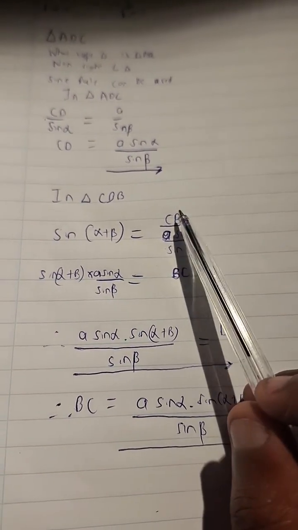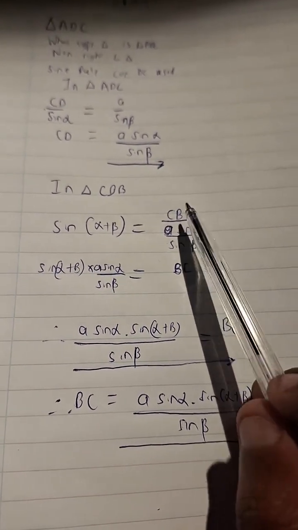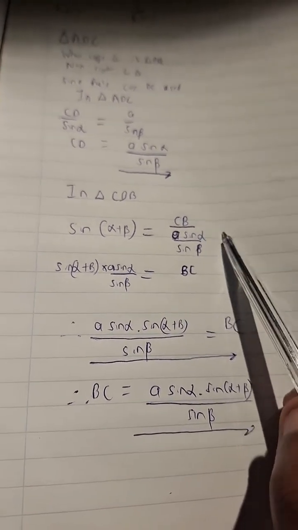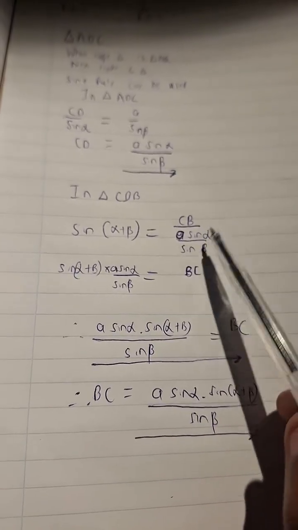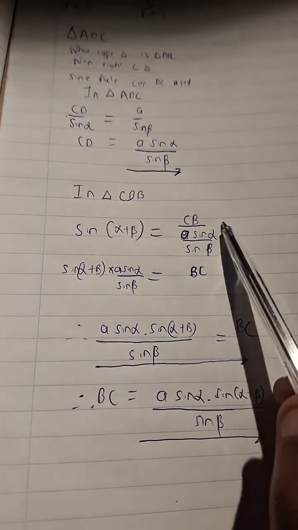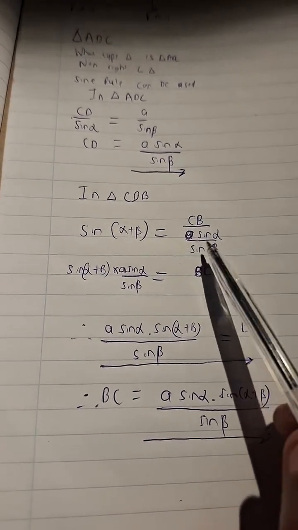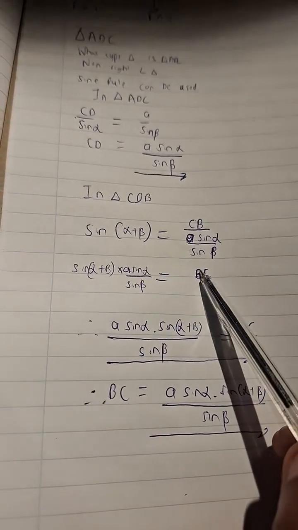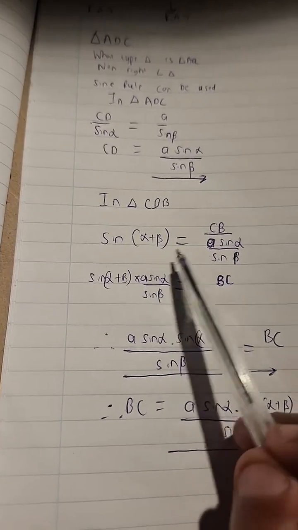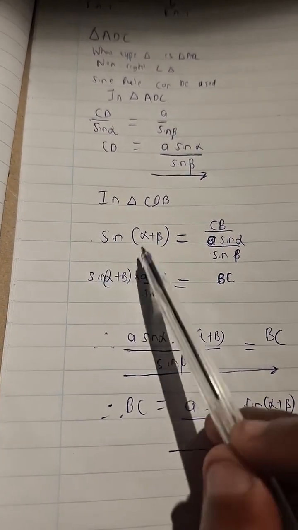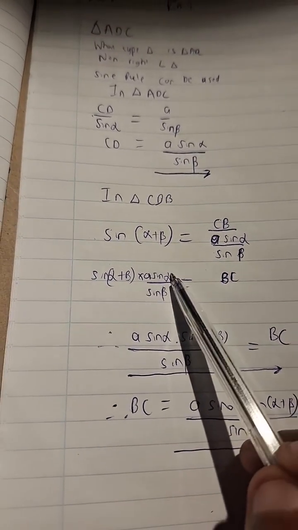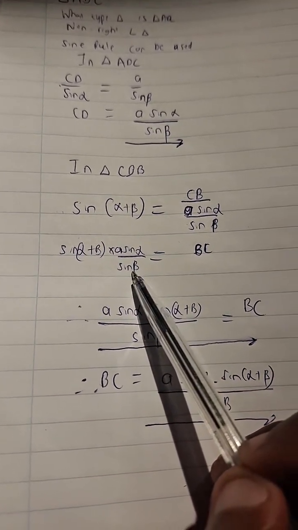It's just that this is CB over a fraction, but we understand that this is CB divided by the fraction. So we just multiply by what we want to get rid of, left and right. If we multiply here by sine alpha, A sine alpha over sine beta, it cancels that. We are left with BC alone on the right. But then we multiply by the same thing we multiplied by on the left. That means sine alpha plus beta multiplied by this fraction, A sine alpha over sine beta.